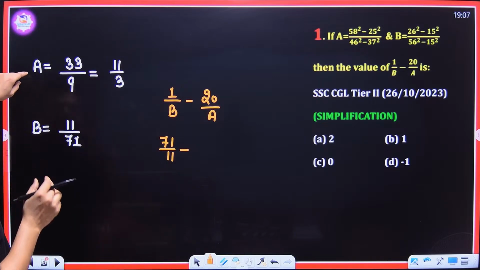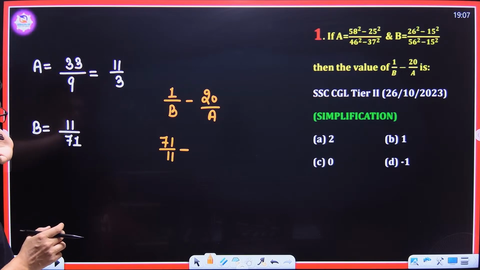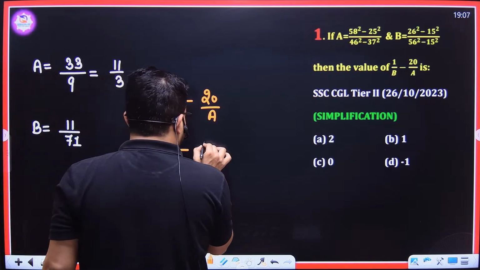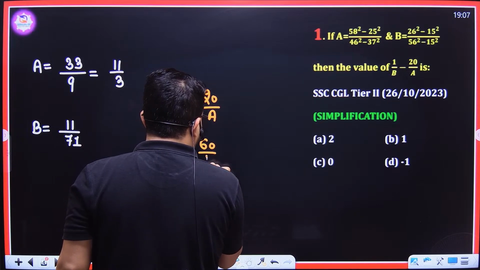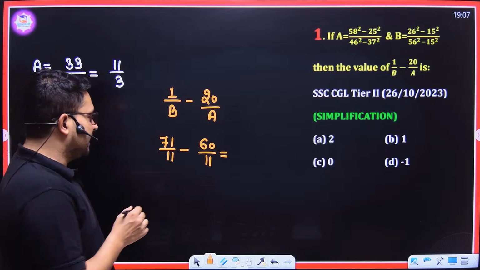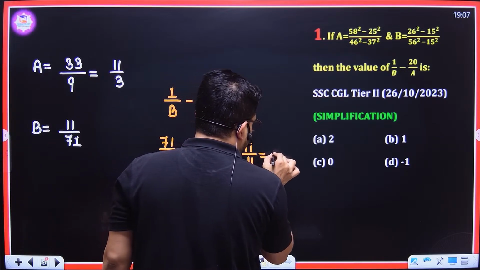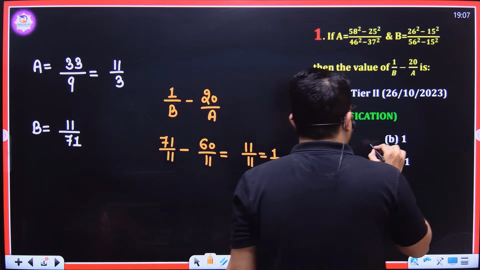It means a is equal to 11 by 3, 1 by a is equal to 3 by 11, and 20 by a is equal to 60 by 11. I have 60 upon 11 here. Denominator is same, so I can subtract the numerators, that is 11 upon 11, and 11 upon 11 is just 1. 1 is the answer of this question.